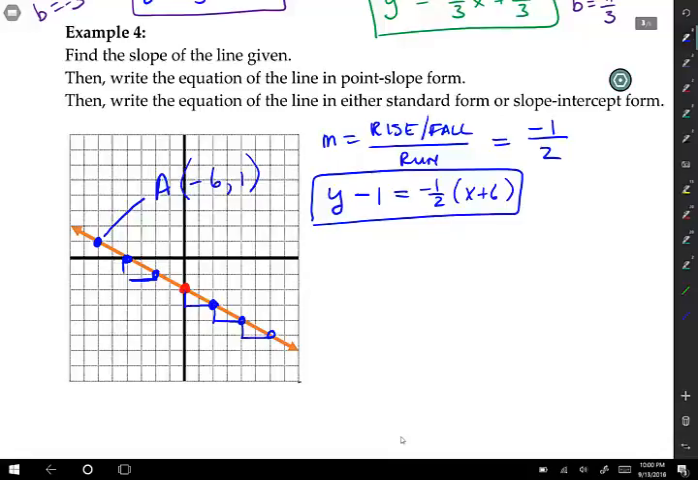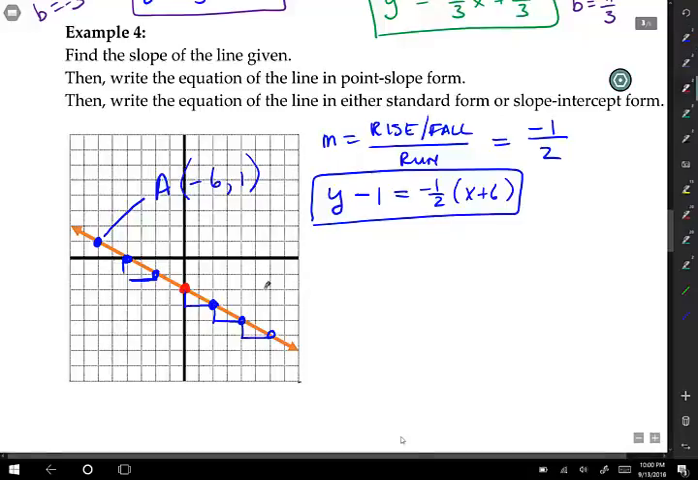Could you have used a different point? You bet. We could have used just as easily this point over here. 1, 2, 3, 4. 1, 2, 3, 4. And we could have used that point as 4, comma negative 4 just as easily for point-slope form.